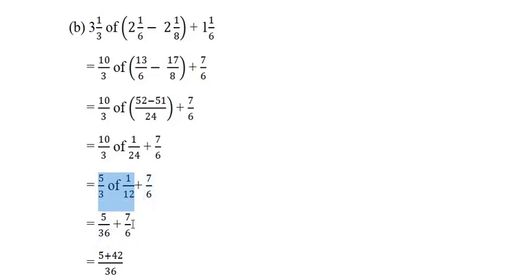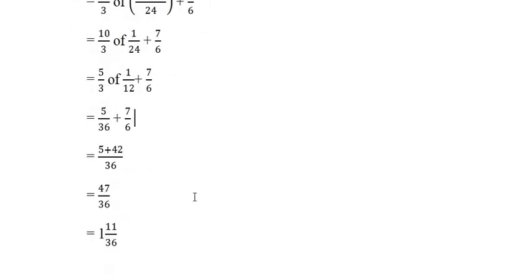Now plus, it is 7 by 6. After reaching this step, what you have to do is take out the LCM. So 36 and 6, what is the LCM? LCM is 36. So 36 one time is 36, so 1 into 5, it will be 5 ones are 5, isn't it? Now 6, how many times 36? 6 times. So now 6 sevens are 42. So 5 plus 42 will be 47 by 36.